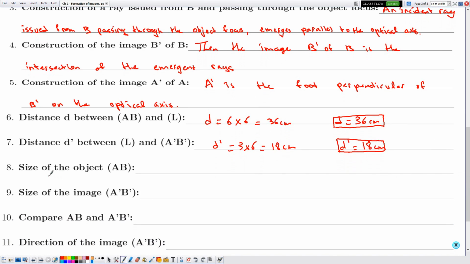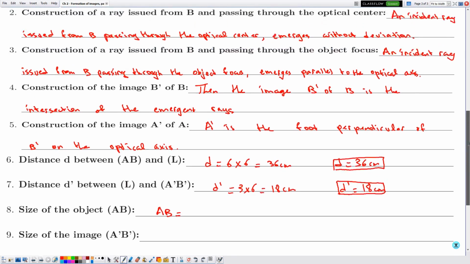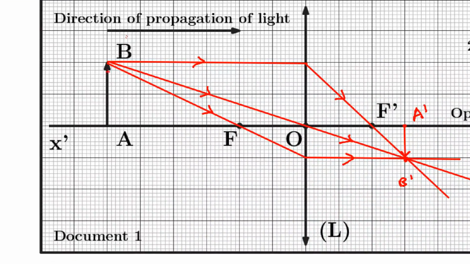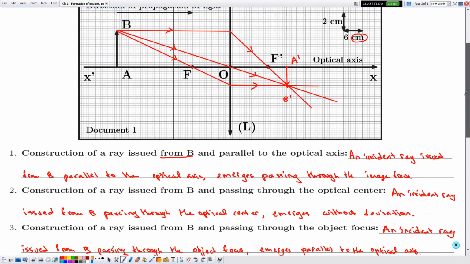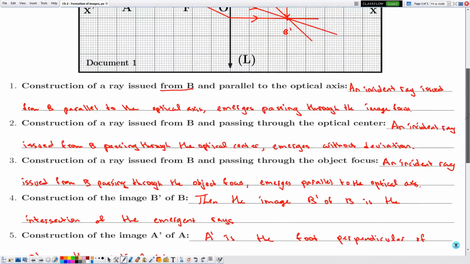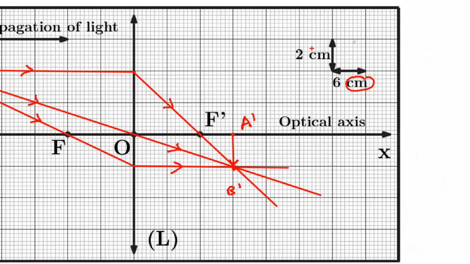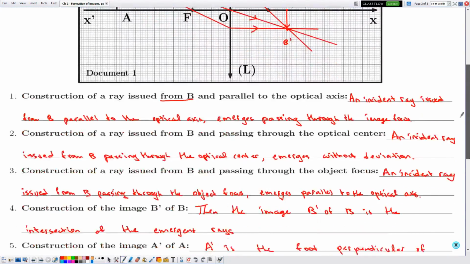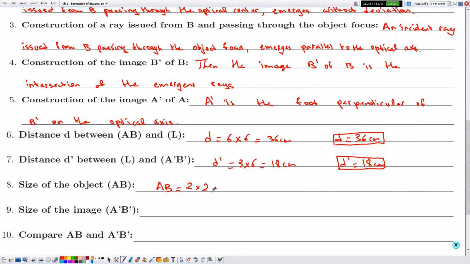And now they are telling me to calculate the size of the object AB. So the size of the object AB denoted by AB is equal to, now AB consists of 1, 2 divisions, and we multiply by the scale along which we have counted the number of divisions, which is the scale along the y-axis, which is 2. This will give me 4. Since the scale is in centimeters, then the value of AB will be in centimeters. So the size of the object AB is equal to 4 centimeters.